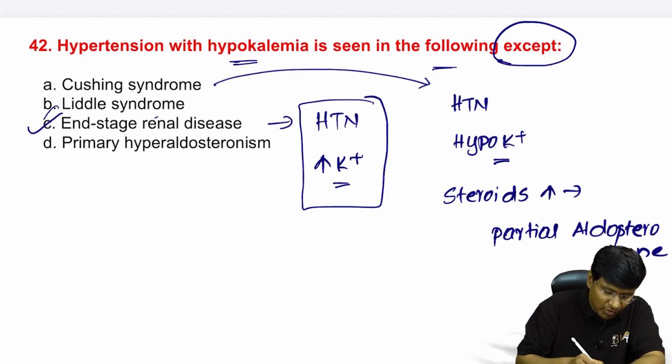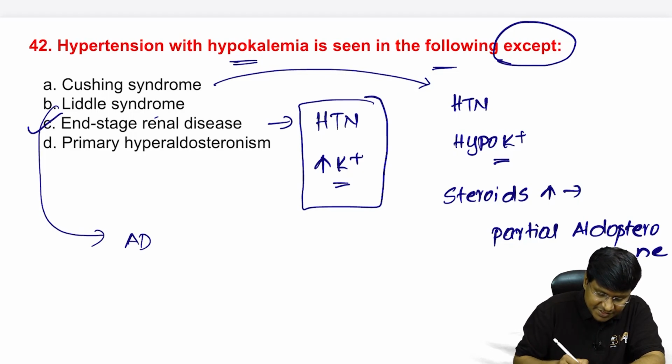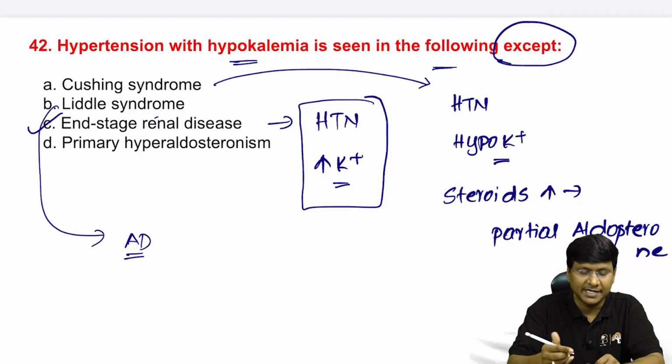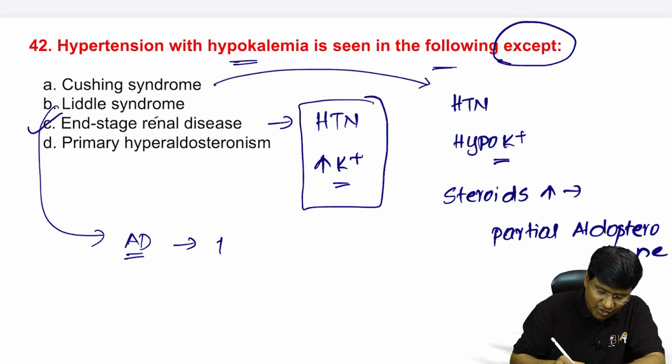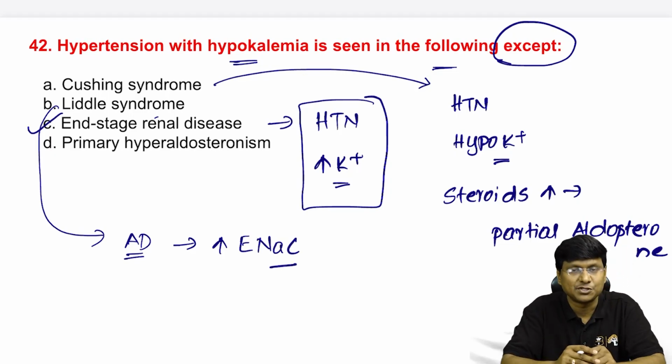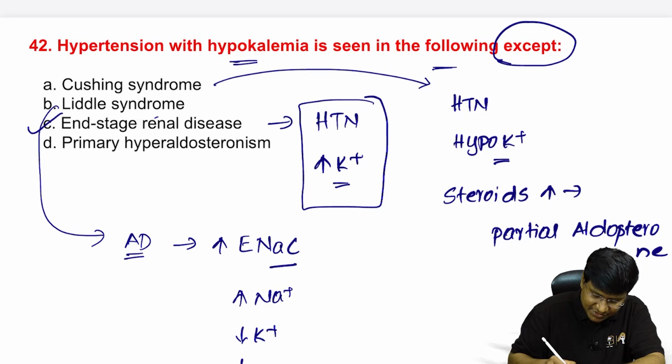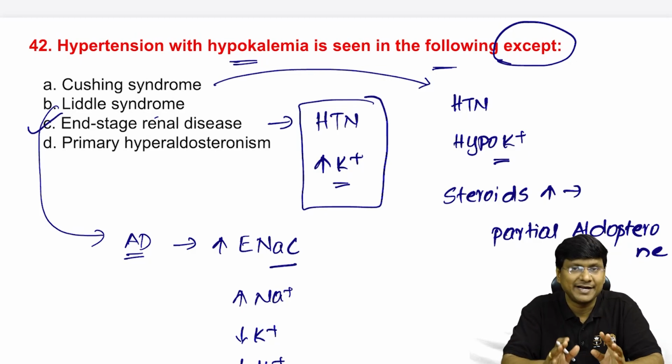Now, Liddle's. What is this? It is a genetic disorder characterized by an autosomal dominant type of inheritance. In Liddle's, there is gain of function of the ENaC, the epithelial sodium channels. Because of this, there will be increased sodium and water retention, potassium excretion, and H+ ion excretion, and that will result in hypertension as well as hypokalemia.